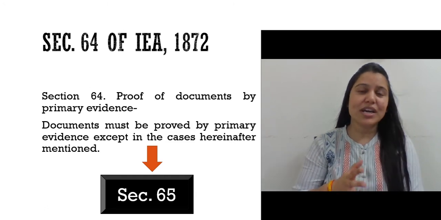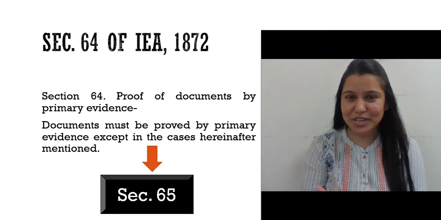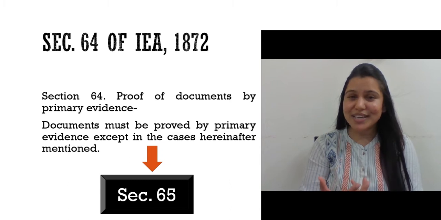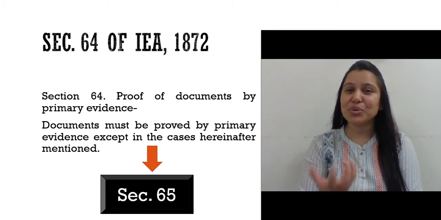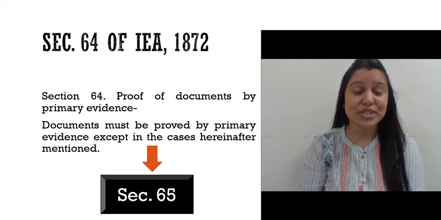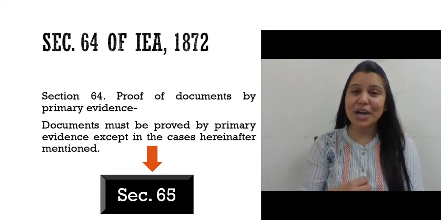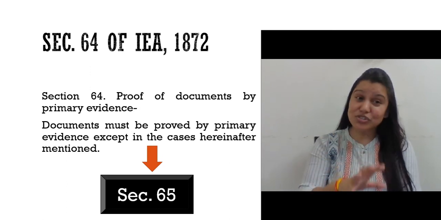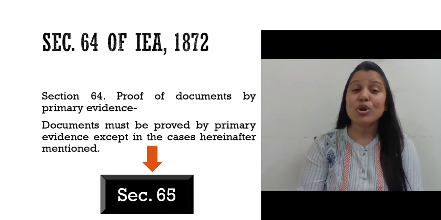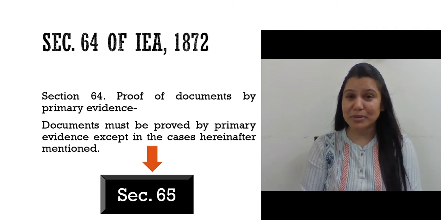We had seen that contents of the evidence can be proved by the primary evidence or the secondary evidence, right? Under which we had seen what will be considered as a primary evidence and what will be considered as a secondary evidence. Now, section 64 here says proof of documents by primary evidence.